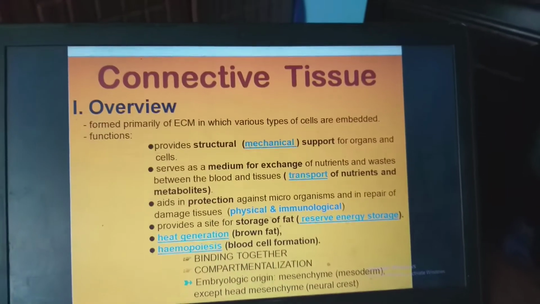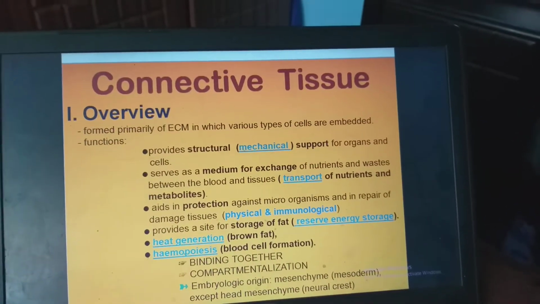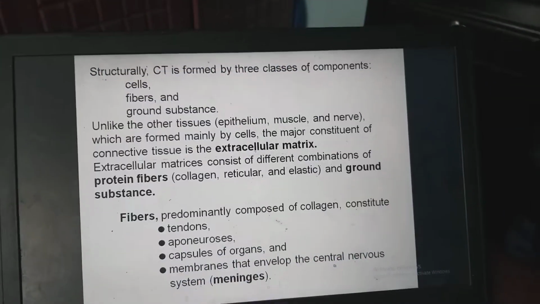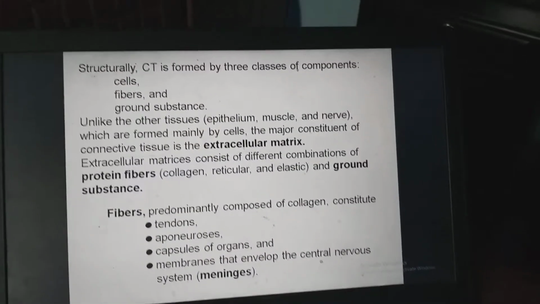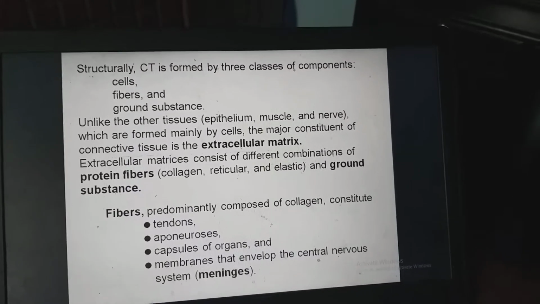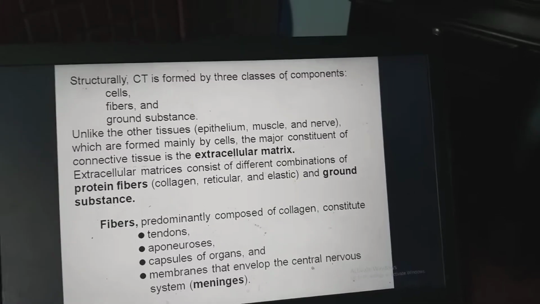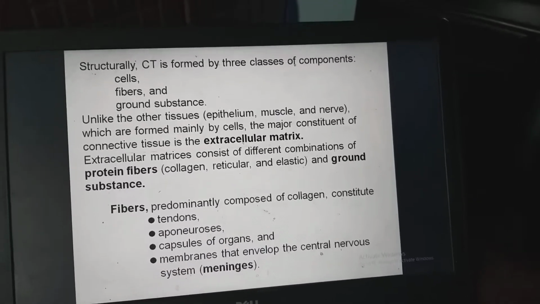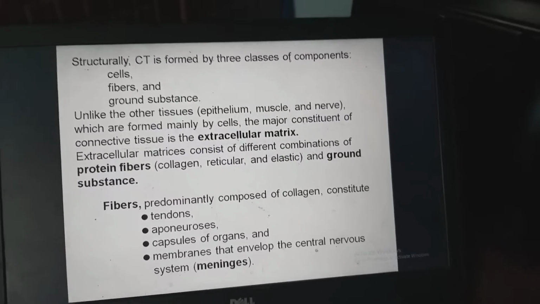Developmentally, connective tissue is composed of mesenchyme, that is mesoderm, except head mesenchyme, which is neural crest cells. Good. So structurally, connective tissue is composed of what? Three main classes: cells and extracellular matrix. Extracellular matrix, when we say it, is composed of fibers and the ground substances. What are these fibers? It is not cell fibers. Don't forget here, cell fibers and the protein fibers are quite different. So the fibers which form connective tissue are protein fibers. These are collagen, reticular, and elastic fibers.